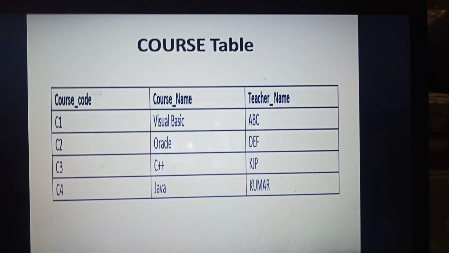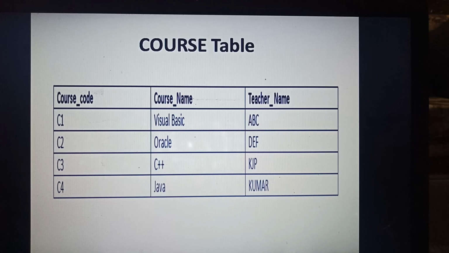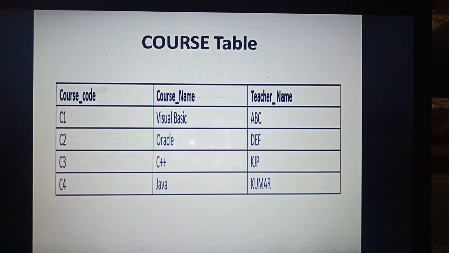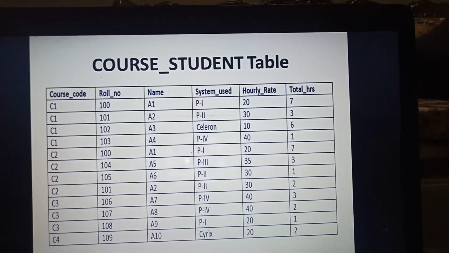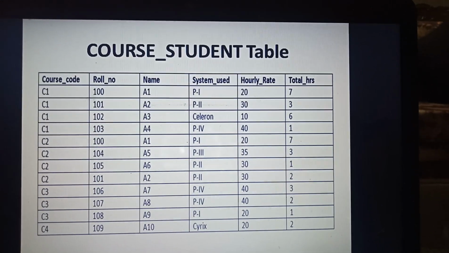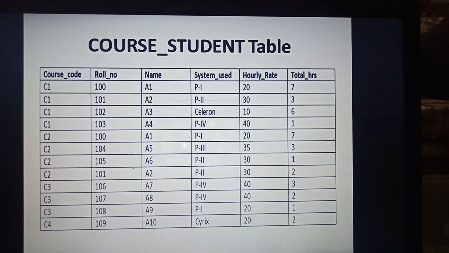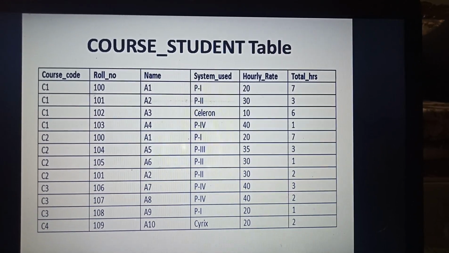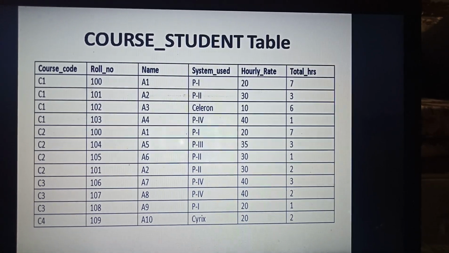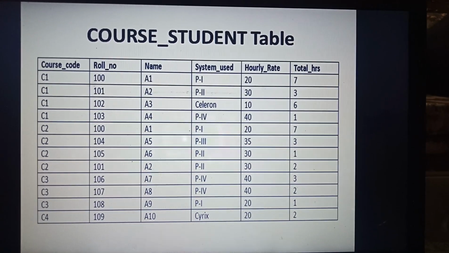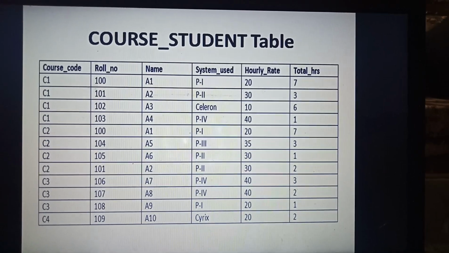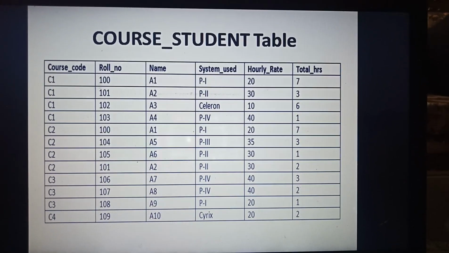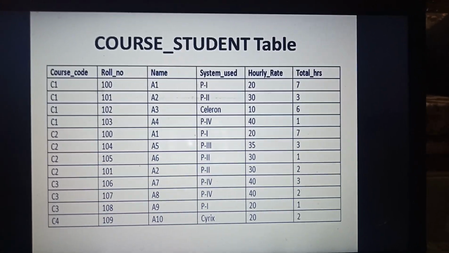You can see one table we have made, course table, in which we have attributes course code, course name, and teacher name. We have filled the entries, and similarly the other table we have is course student table, in which we have kept the attributes course code, roll number, name, system used, hourly rate, and total hours. Now in this table we can't make course code as primary key, so we have to combine course code and roll number to make it a primary key.